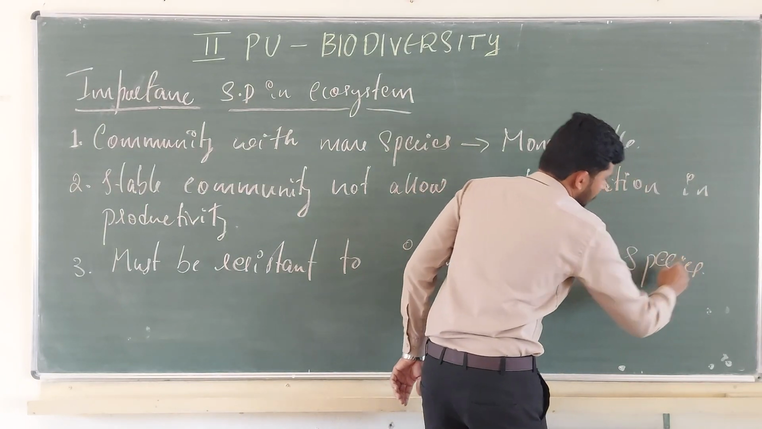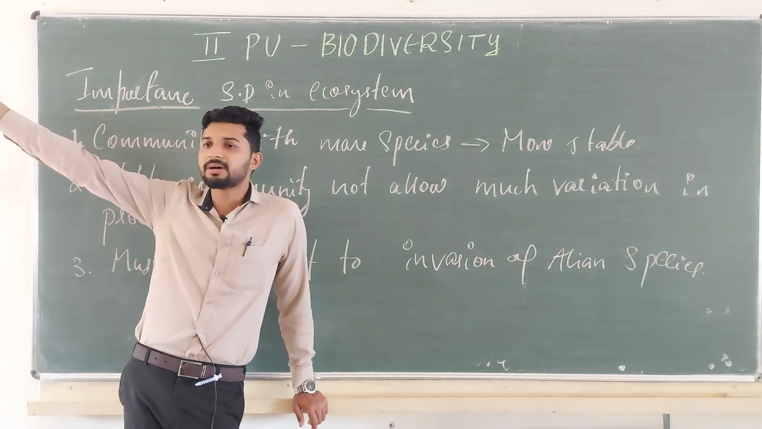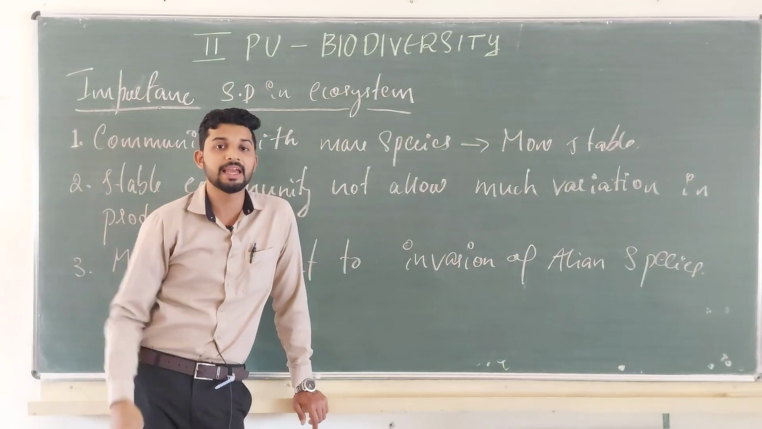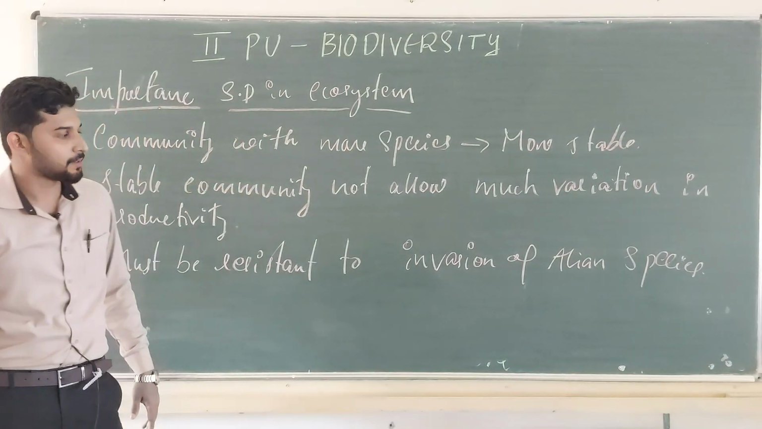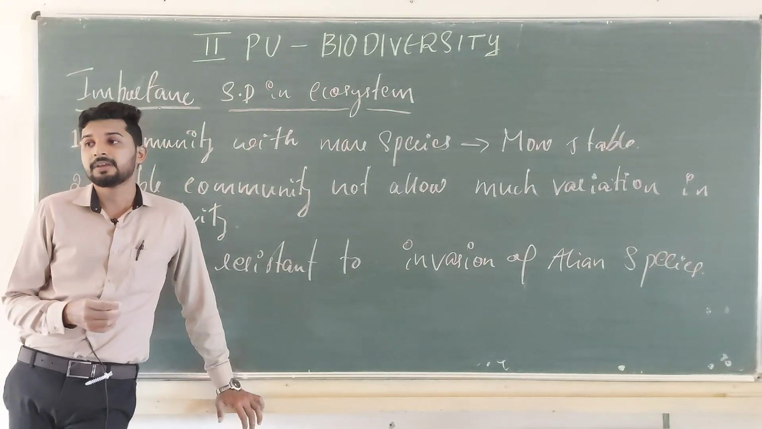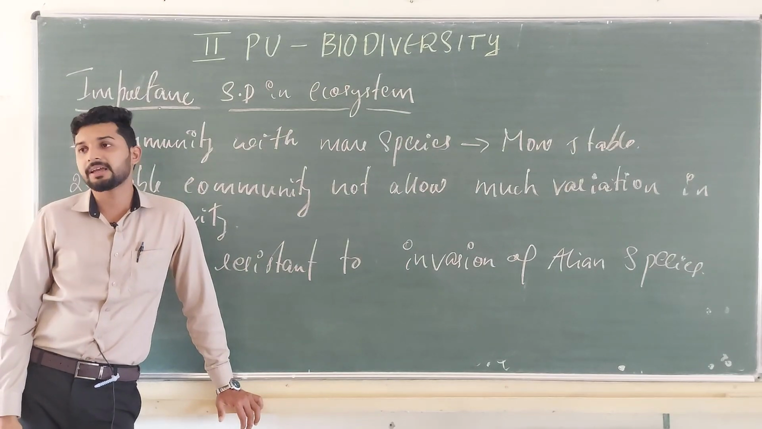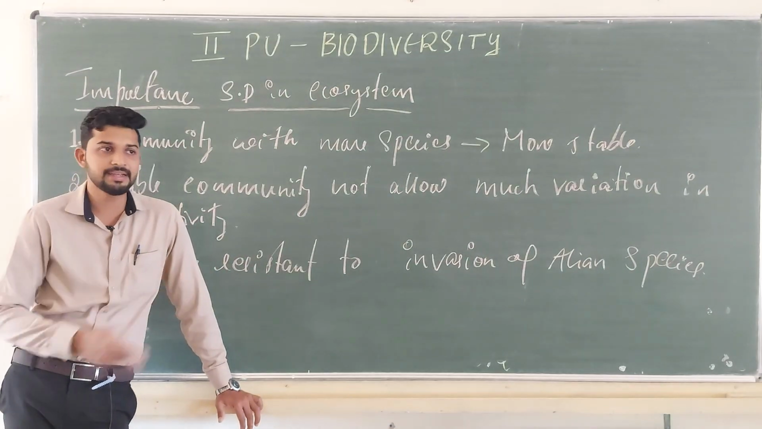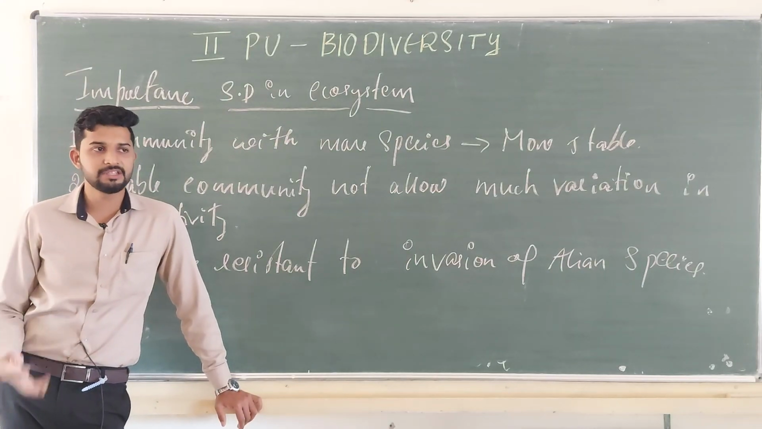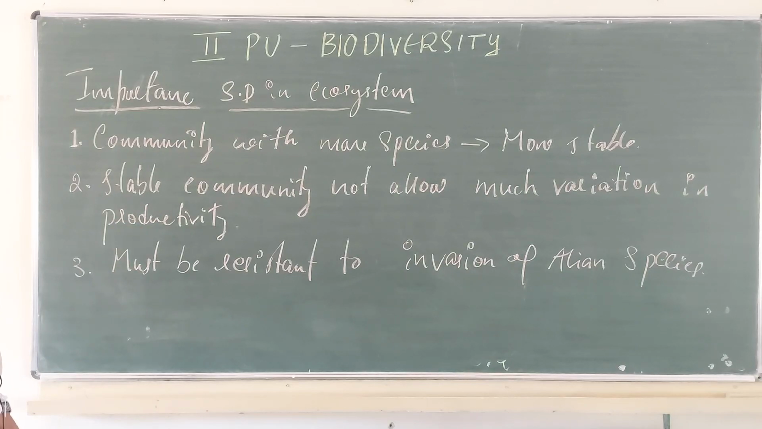Some species may migrate or visit our habitat, known as alien species. If we are living here and someone from a particular ground comes here to live, then he or she is known as an alien species. Likewise, a stable community must be resistant to the invasion of alien species. If an alien species is introduced, my potential of expression as well as expansion should not be altered. My daily activity, my productivity should not be affected by the presence of alien species. These are the three main points: importance of species diversity in an ecosystem.